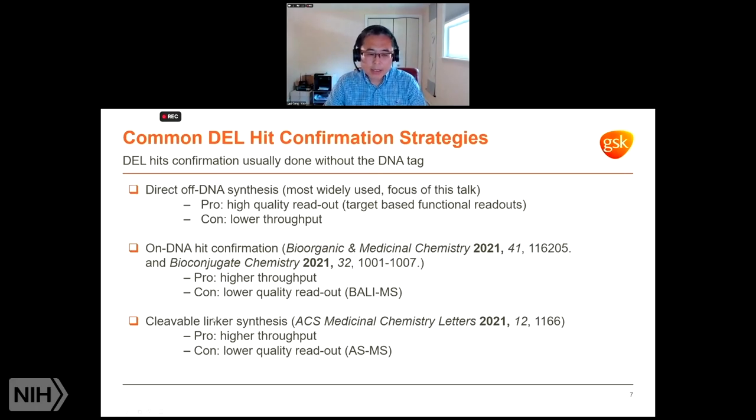And more recently, GSK published a paper which used a cleavable linker, and after the high throughput synthesis of the on-DNA molecule, the warheads were cleaved and detected using ASMS. However, both technologies still need final confirmation, still need to make the hits off DNA as singletons.